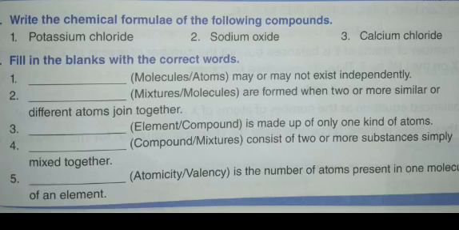Number 1, potassium chloride, it will be KCl. Number 2, sodium oxide, that is Na2O. Number 3, calcium chloride, CaCl2. Part B, fill in the blanks with the correct words.